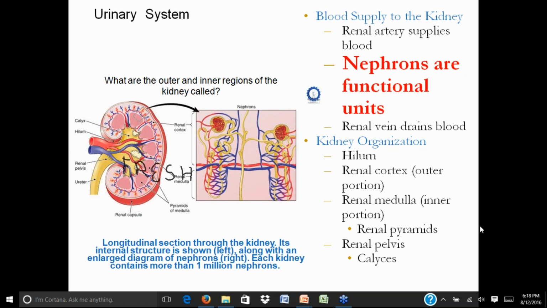Okay, so the functional unit of the kidney is going to be the nephron. Nephron. How many nephrons do we have in every kidney? We have about 1 million nephrons. 1 million nephrons. It's important for imaging when you have some contrast substance to make from angiography or whatever.